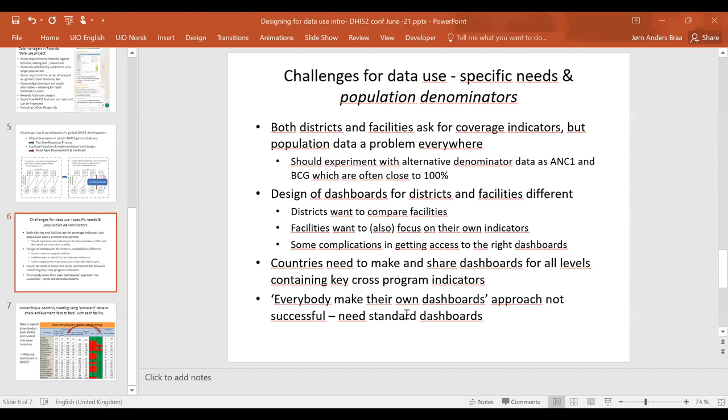The main problem is about getting the target population denominator data, because the typical indicator to use when you compare across facilities in a district is about how you are performing related to various health programs like immunization, ANC, etc. And in order to do that, you need to have a target population, and of course, also numerator data. And we have various problems to actually find out how to do this target population.